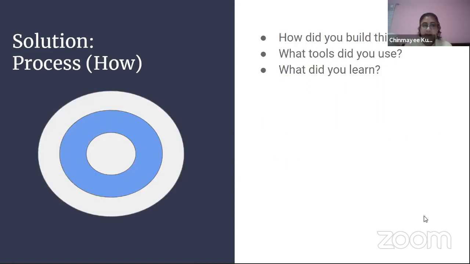Okay. And then the last part of the solution is the process. So how did you build this? What tools did you use? What did you learn? Since this was a part of like a 12-week hackathon, this is basically like an internship. So you do want to spend a little bit of time talking about everything that resulted from this.